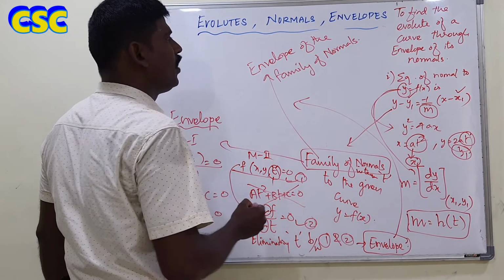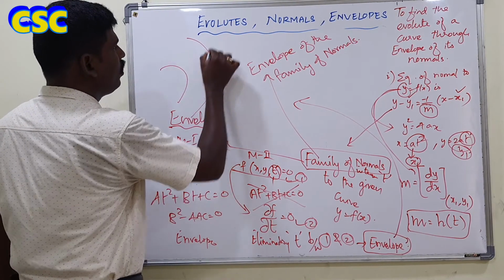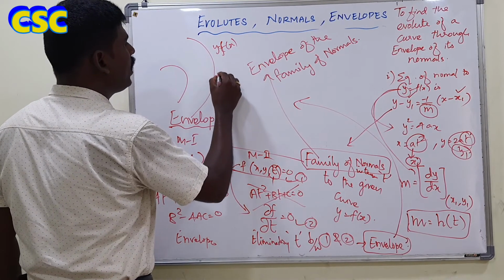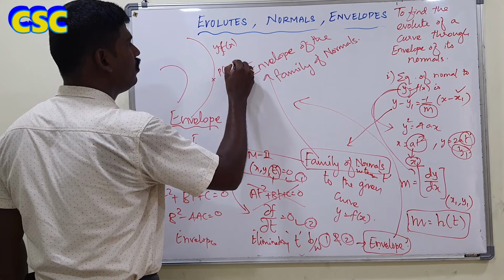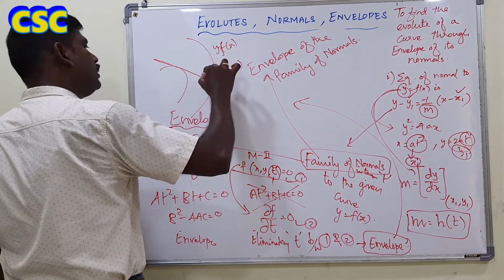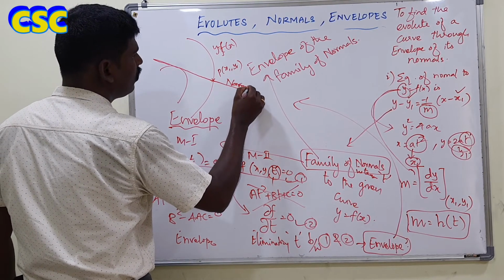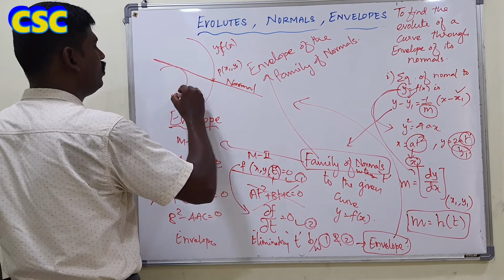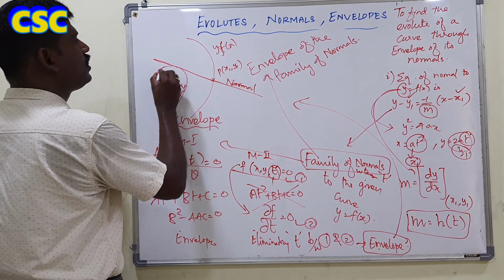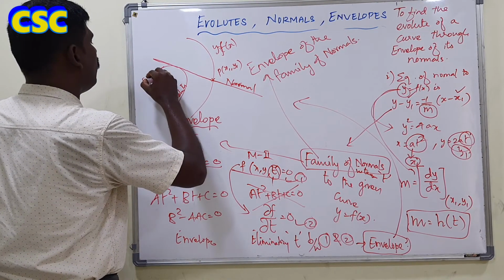What is the envelope of the family of normals? Through the diagram, we already discussed it, isn't it? This is y equal to f of x. This is the point P (x1, y1). Then draw a normal to the curve. This is the evolute, right? So this curve touches all the family of normals. Hence this is called the envelope.